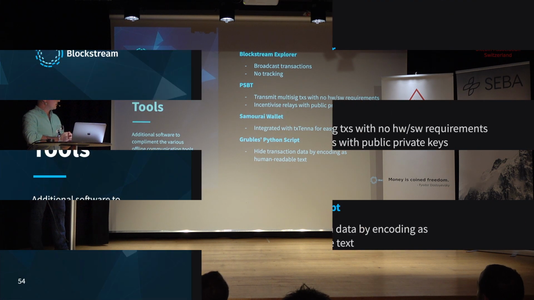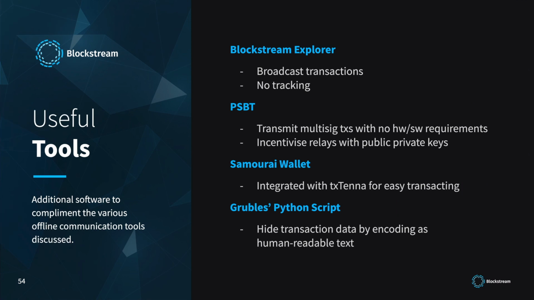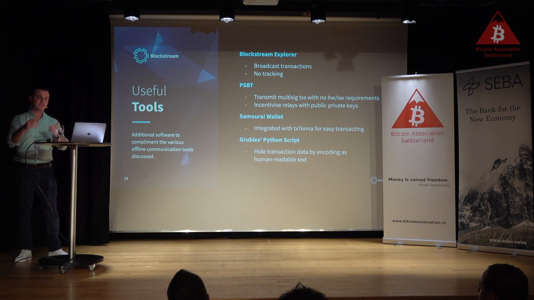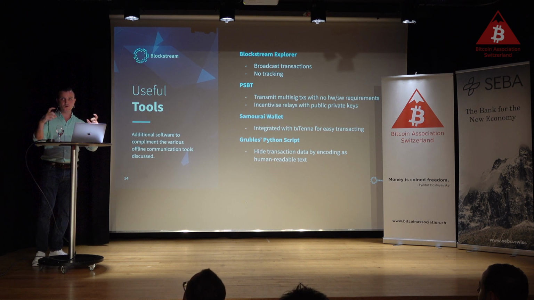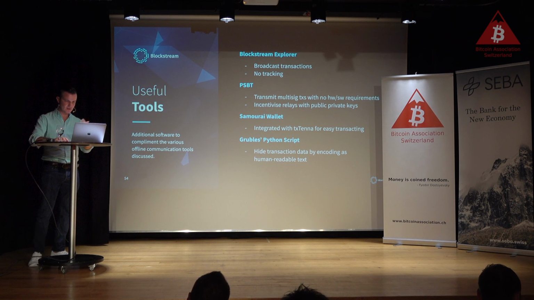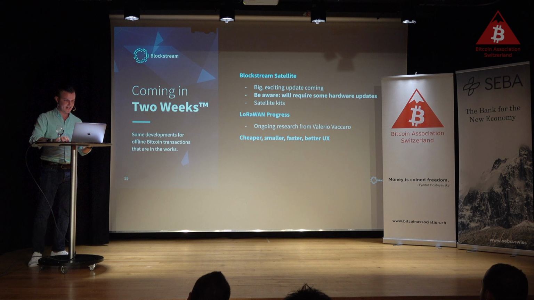And then, yeah, Samurai Wallet is integrated with TX Tenor, so that's really good for using in these offline environments. And then Groobles has also produced a Python script which allows you to hide Bitcoin transaction data behind a string of words. So basically you encode it, and it's just kind of random words. It's very difficult for anybody to see that it's actually a Bitcoin transaction. And then at the receiving end, all they have to do is decode that, and it turns it into a raw transaction again, which you can then upload to the Bitcoin network. So that's for kind of more covert transactions.